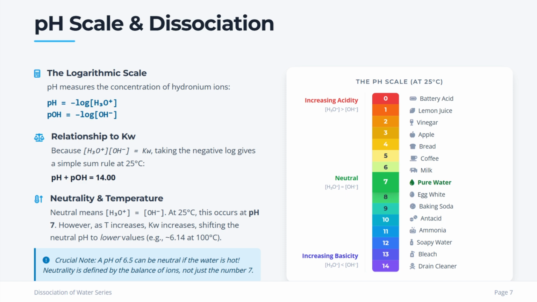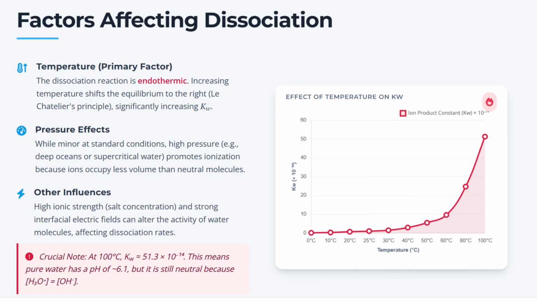So what can change this delicate balance? Let's examine the factors affecting dissociation. The first and primary factor is temperature. The dissociation reaction is endothermic. So increasing temperature shifts the equilibrium to the right, following Le Chatelier's principle, which significantly increases the value of K_W.